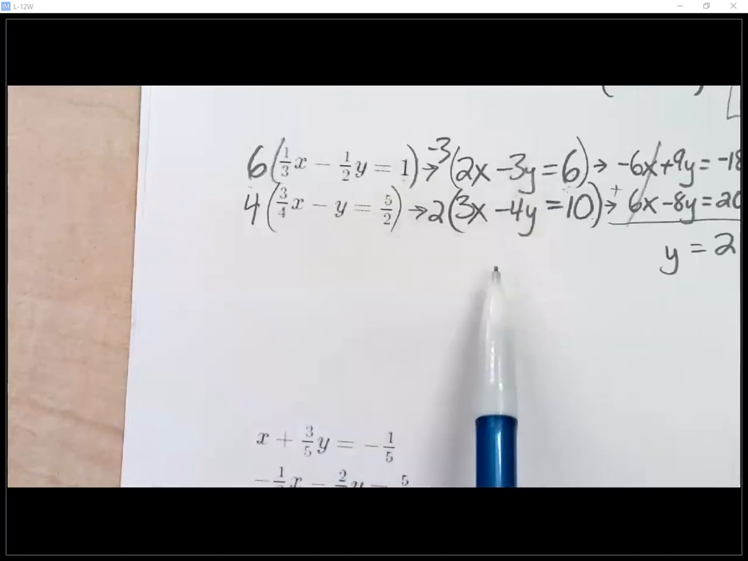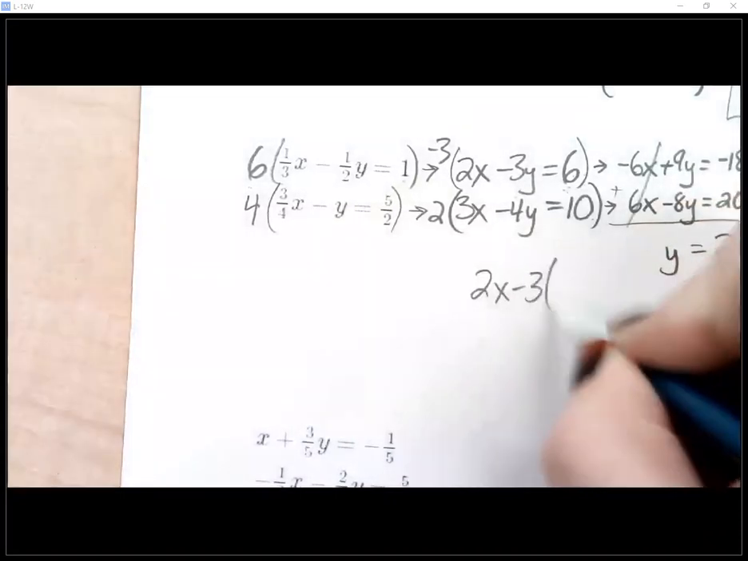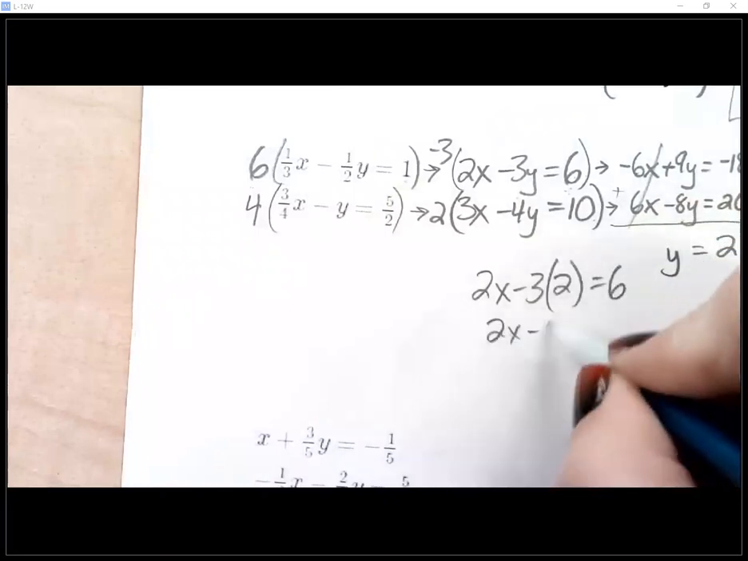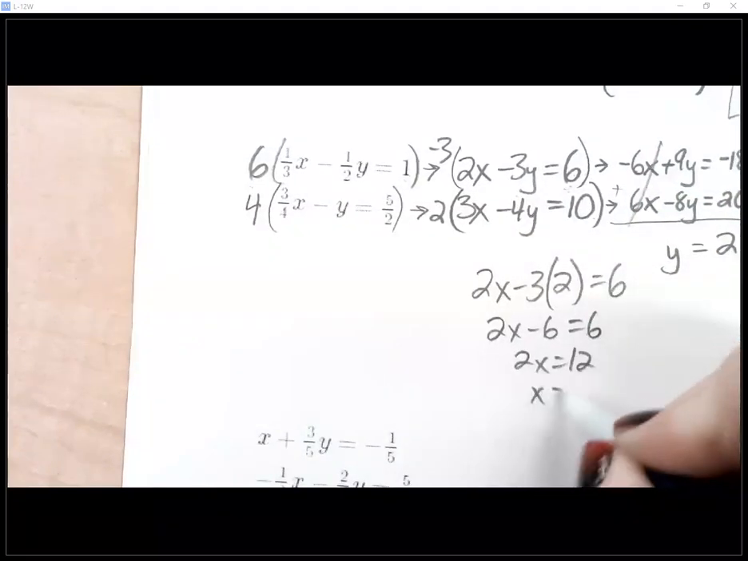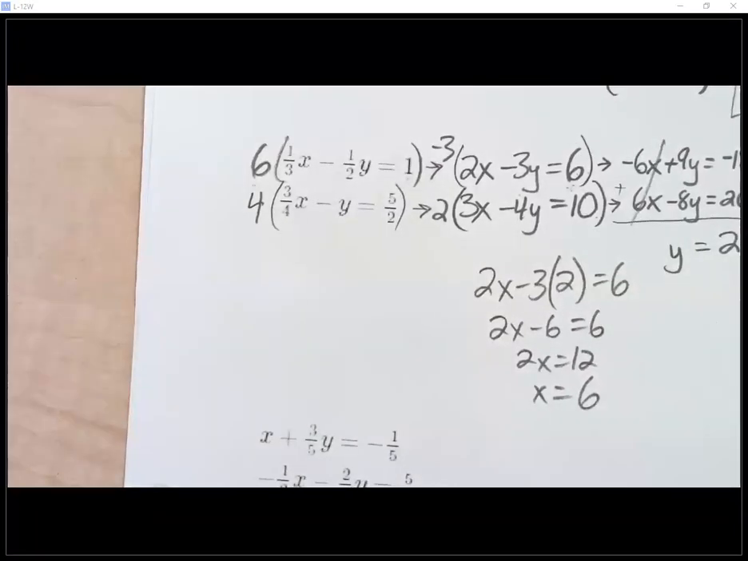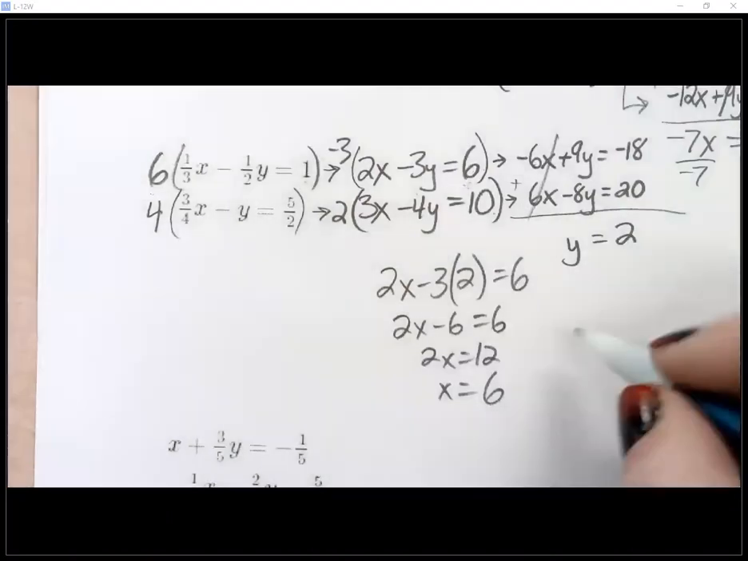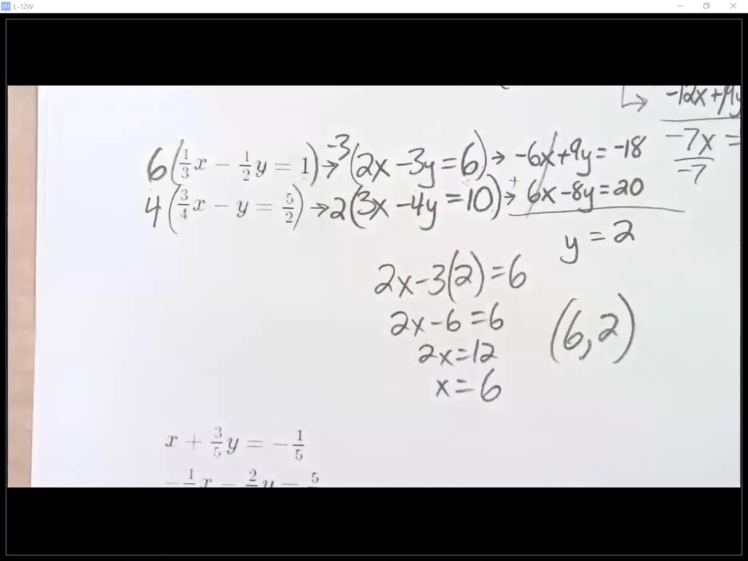So I will take the top one, 2x minus 3y equals 6. Now that I know that y is just 2, looks like I'm going to get x to be 6. Put my answers together, x comma y. And I'll take a quick second to just check them, especially the top one is totally doable.